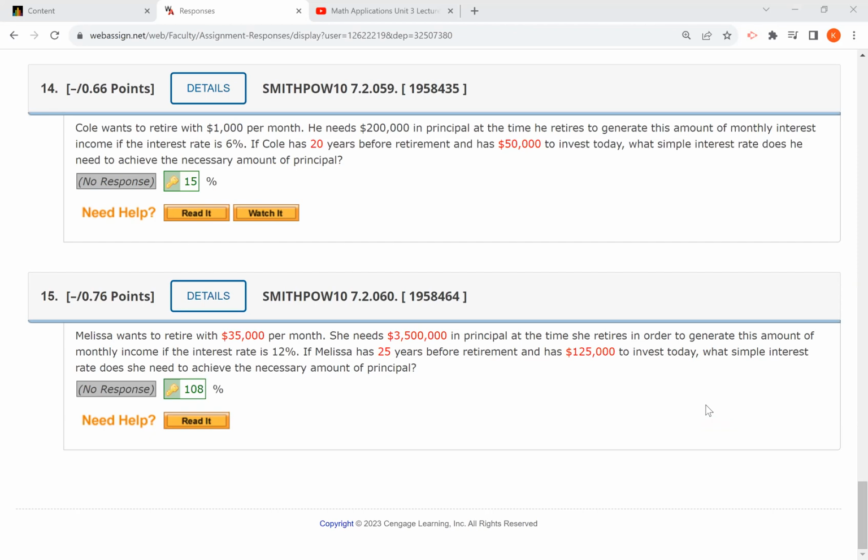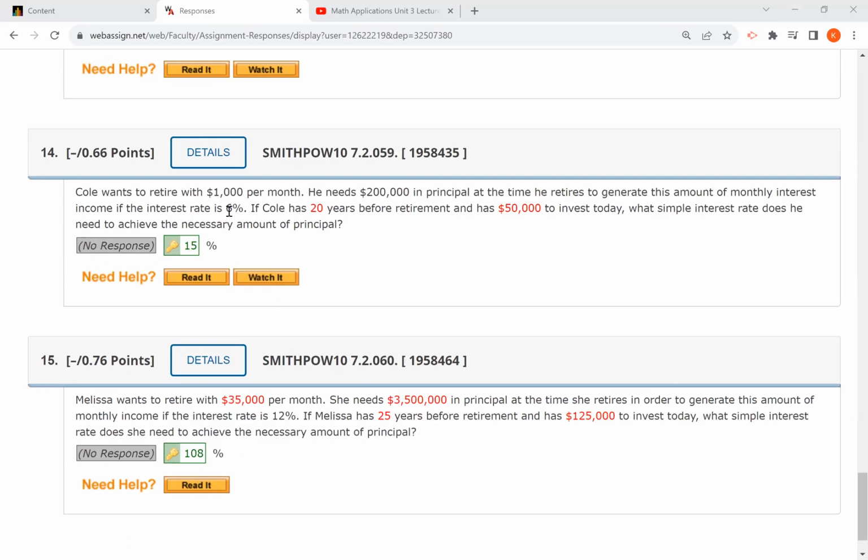So really just going to work on this one because number 15 is very similar. Melissa's retiring with a certain amount per month, and she needs to have a certain amount of principal invested when she retires, which is in the future, of monthly income at a 12% rate. If Melissa has 25 years before retirement and she only has $125,000 today, what simple interest rate does she need to achieve that? So it's kind of thinking about future and current. Principal seems to go between interest and actual principal as well. So let's go back to our number 14.